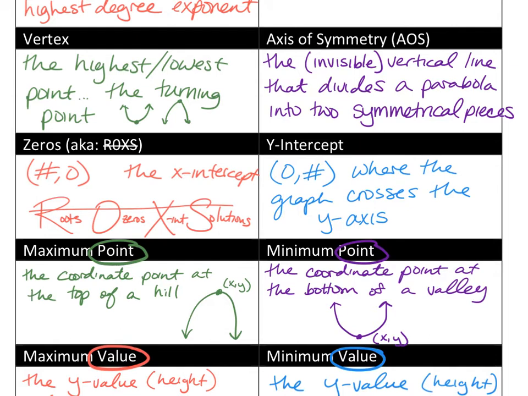R-O-X-S. Wow, it's hard to enunciate those. And the O is actually a 0. The rocks stand for the roots, zeros, x-intercepts, and solutions that make up my zeros. I'm going to ask you probably at the door next time what rocks stands for. So these 4 things you're going to need to know what they are.